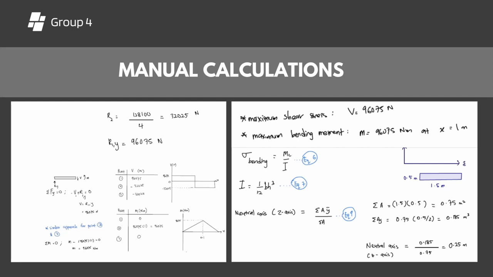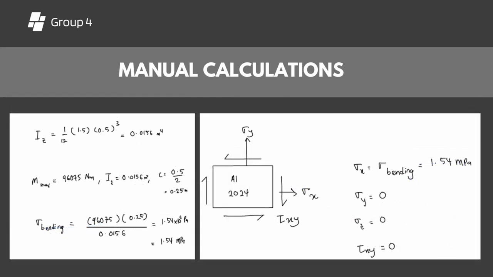With that, we can calculate the bending stress with the formula of maximum bending moment times c, which is just h divided by 2, and divided by the moment of inertia. For the moment of inertia, we can just calculate by using the formula. Thus, by inserting all the values into the formula, we get the bending stress equal to 1.54 megapascal.